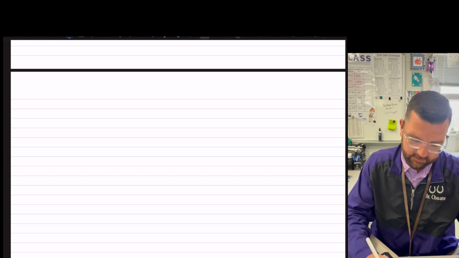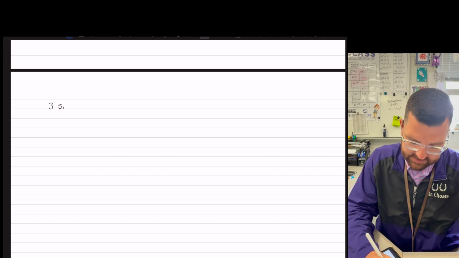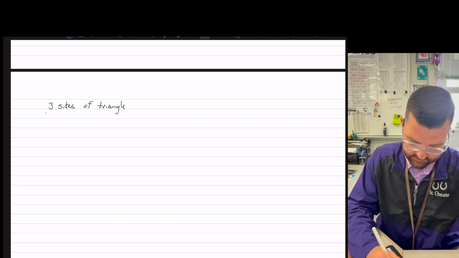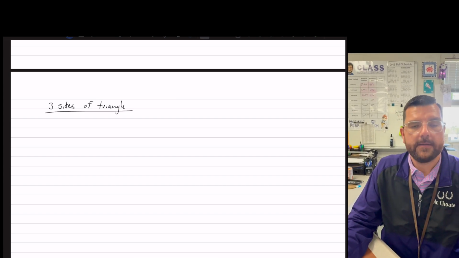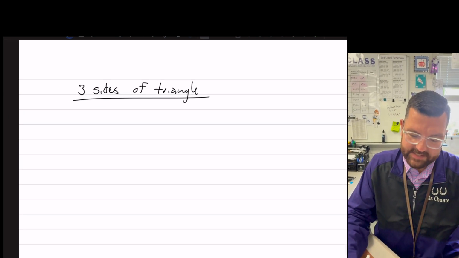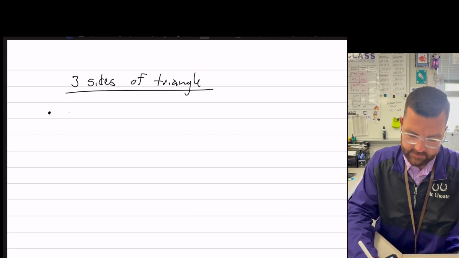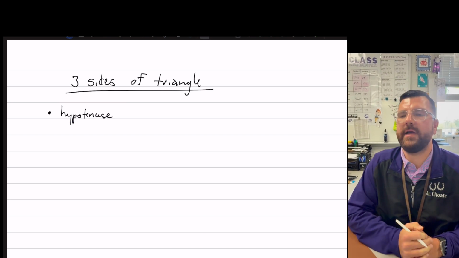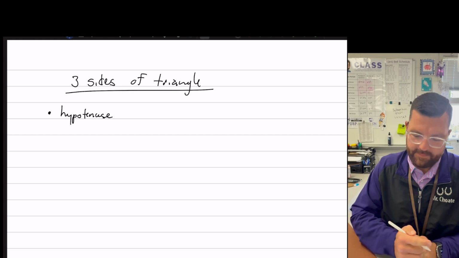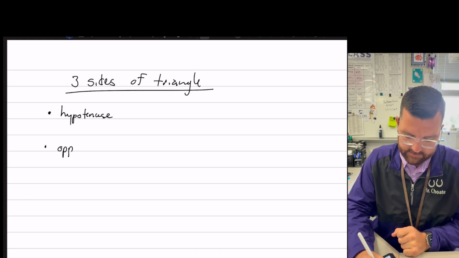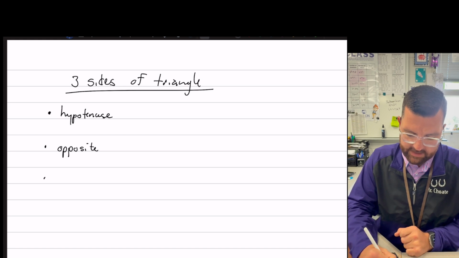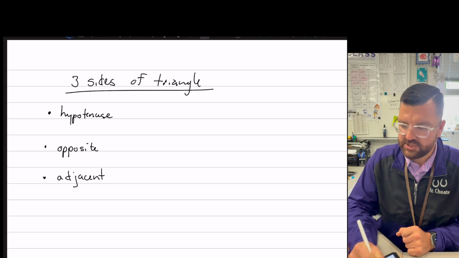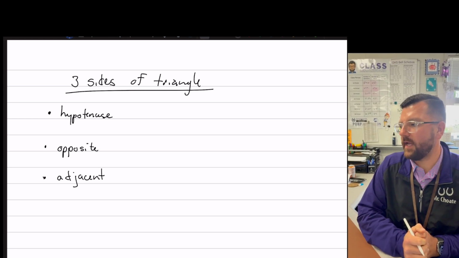So here we go. There are three sides of a triangle. What are the three sides? 1, 2, 3. Okay, there's the hypotenuse, and there's 2 legs. In trigonometry, we have not used the term leg. There is the opposite, and there is the adjacent.